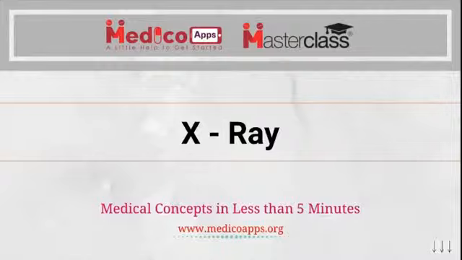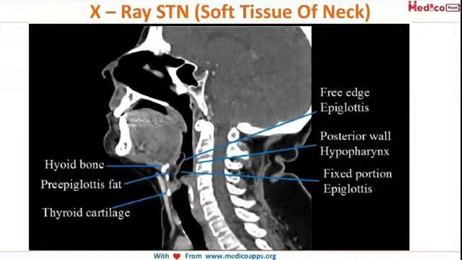Now let's look at how the soft tissues of the neck appear in a normal X-ray. This is the hyoid bone. This is the preepiglottic fat. This is the thyroid cartilage. And here you have the free edge of the epiglottis, which you can notice, right? This is the posterior wall of the hypopharynx. So here is the free edge of the epiglottis. This is the posterior wall of the hypopharynx, and here is the fixed portion of the epiglottis. Anteriorly, there is the hyoid bone, the preepiglottic fat, and also the thyroid cartilage.